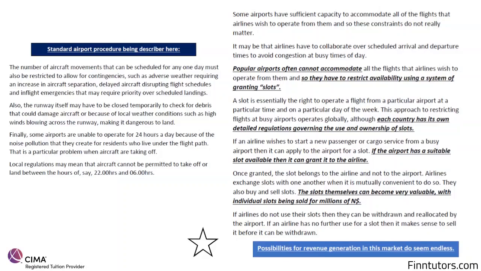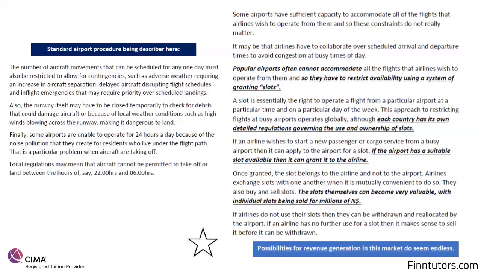So again, the possibilities of revenue generation in this market probably seem endless. There are so many ways you can earn money, you can increase your revenue sources. It's just how you think, what comes to your mind and what works when you put it at an airport.